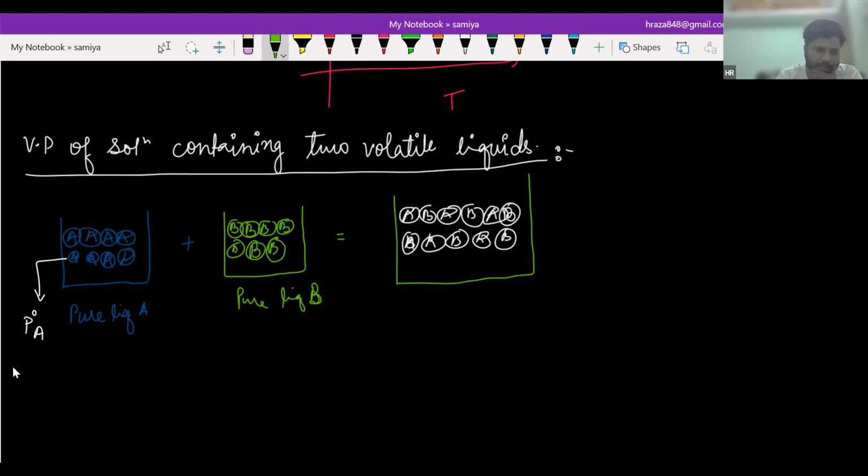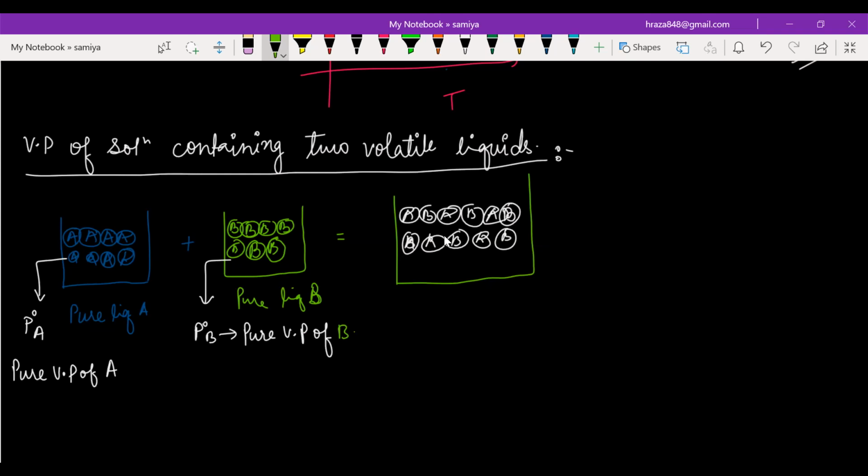Now see, what is important, when A is pure, there will be P naught A. That means pure vapor pressure of A. When B is pure, that means P naught B, naught represents basically pure. P naught B is pure vapor pressure of B. But when it comes to the solution in which more than one component is present, there is PA and another is PB. And when more than one component is present, it is called partial pressure of A.